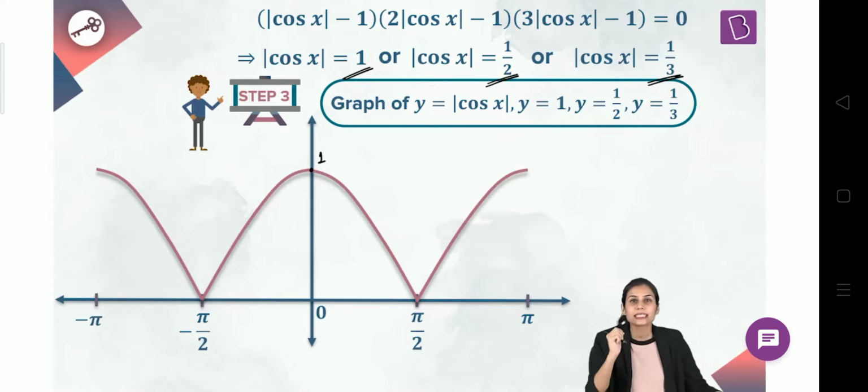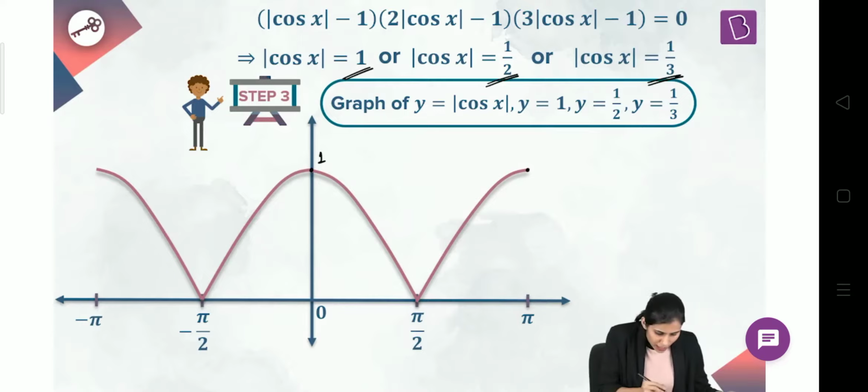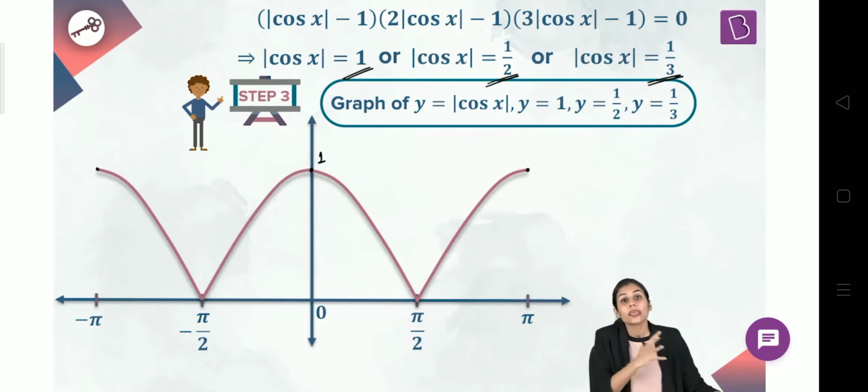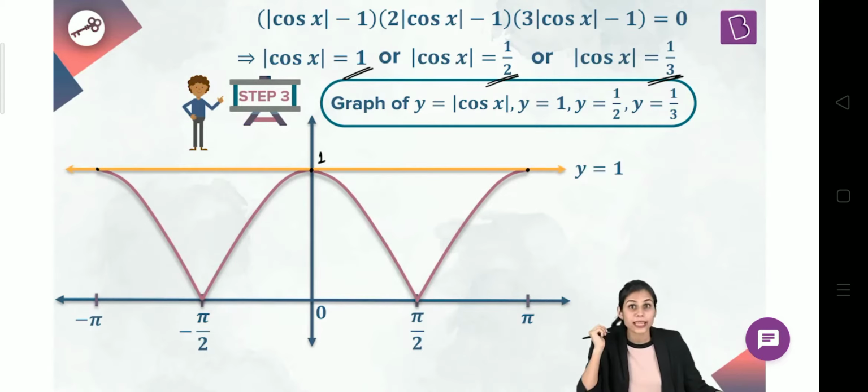Okay? The maximum value of mod cos x is also equal to 1. So all these sharp edged points that you can see, they all have y coordinate equal to 1. 1 is the maximum value of mod cos x. Okay? Now start drawing the graph of the constant function y equals 1. It will come like this.